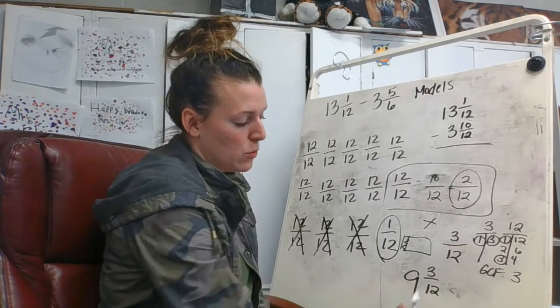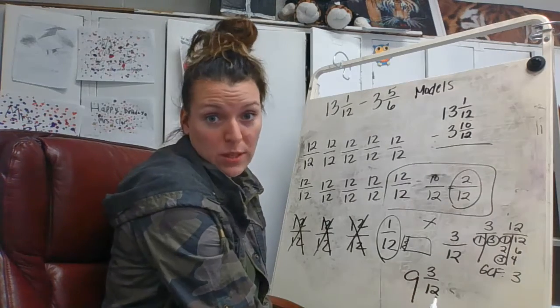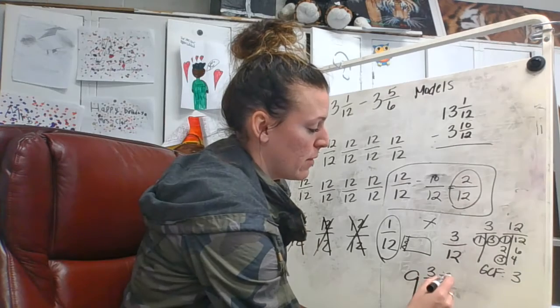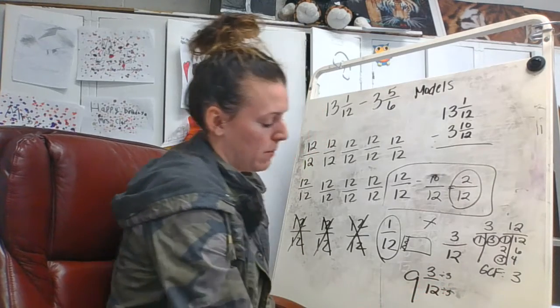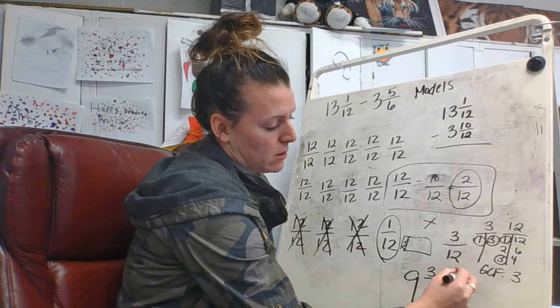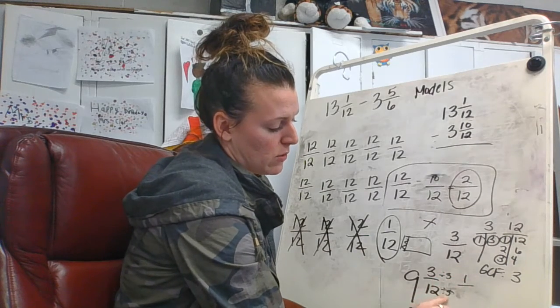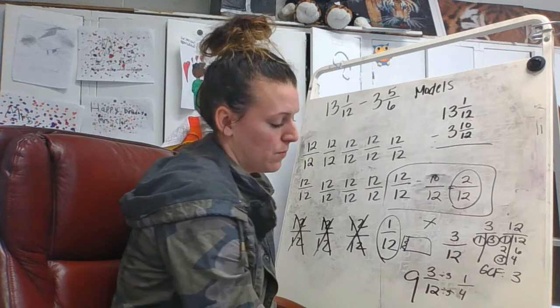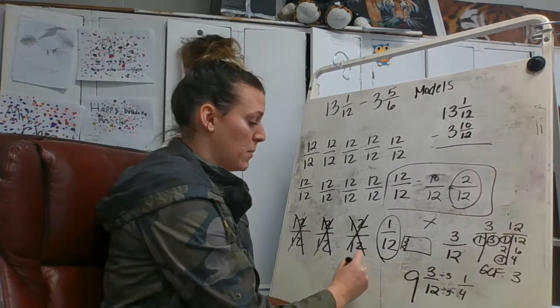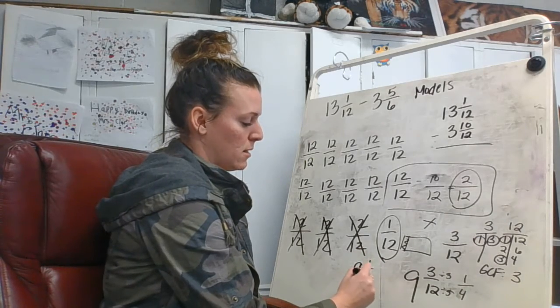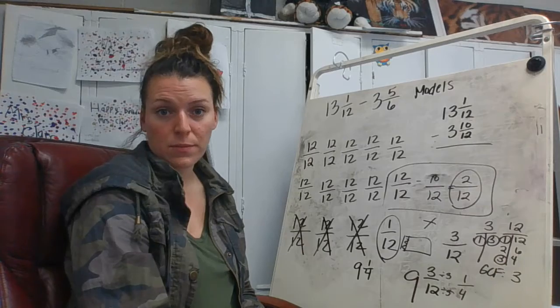Now I have to divide 3/12 by 3. So 3 divided by 3 and 12 divided by 3. 3 divided by 3 is 1. And 12 divided by 3 is 4. So my answer that I'm going to put into Excel is going to be 9 and 1/4.